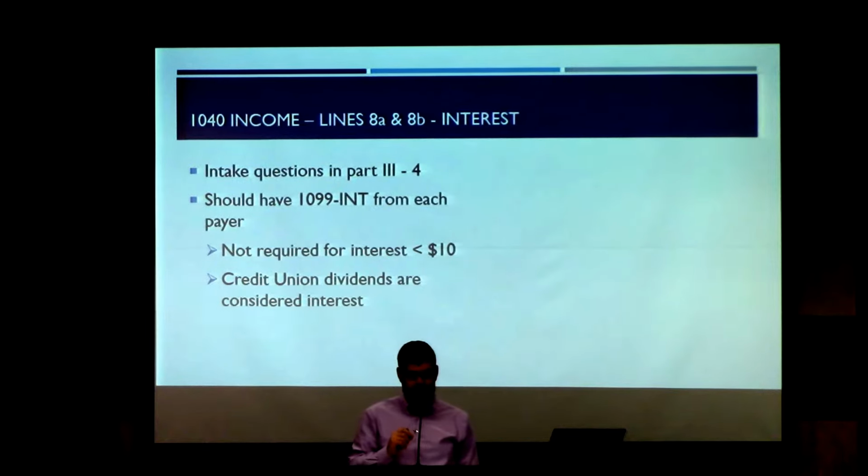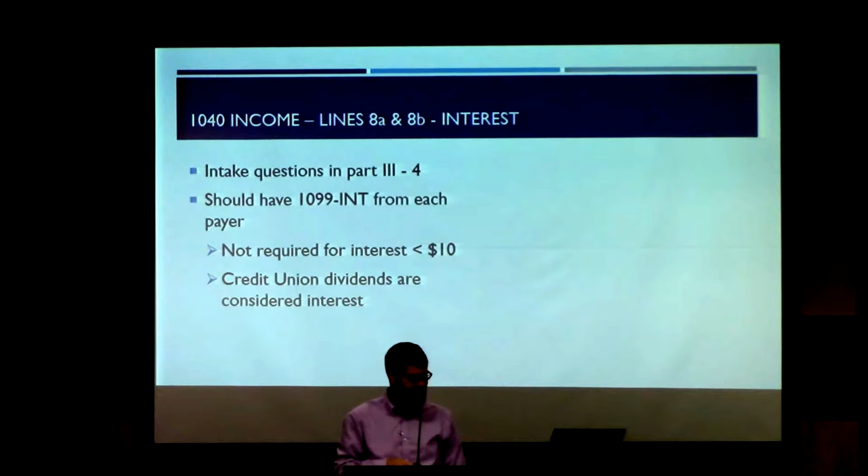Banks are only required to give out a 1099 INT if they are paying interest of $10 or over. So a client might come in and say, hey, I want to report $3 of interest from BB&T Bank. That's perfectly fine. If you want to put it on the tax return, you can, but do not expect to see a 1099 INT for anything less than $10. Another interesting thing is dividends paid out by a credit union are considered interest. And that will be reported correctly, but it's kind of just a fun fact that I did not know about, at least until this training.